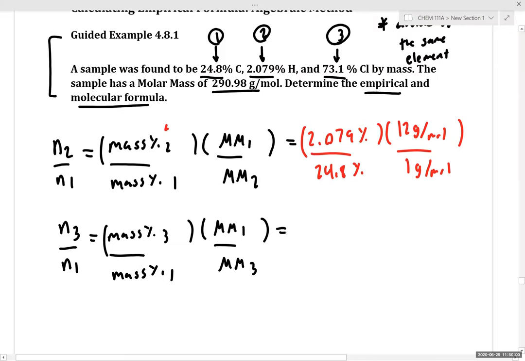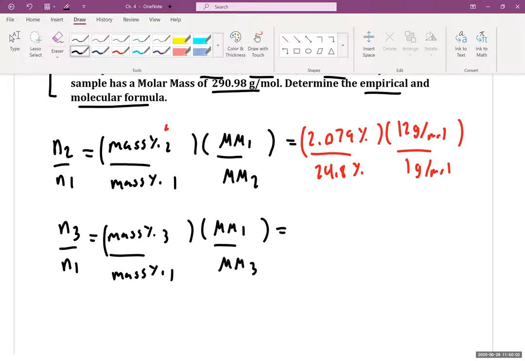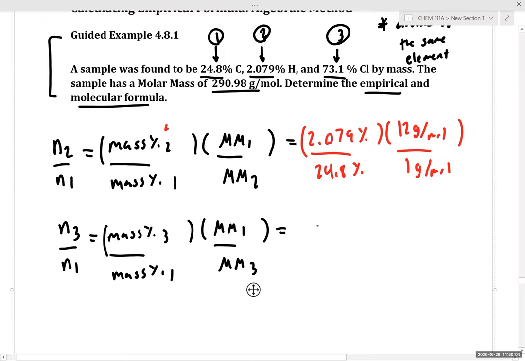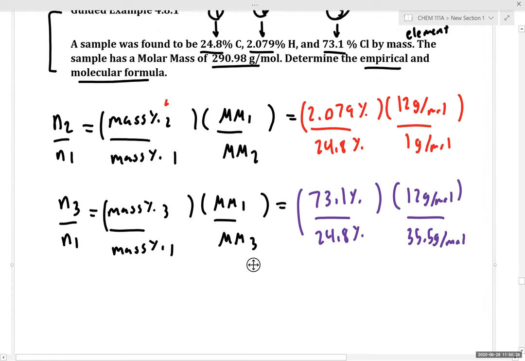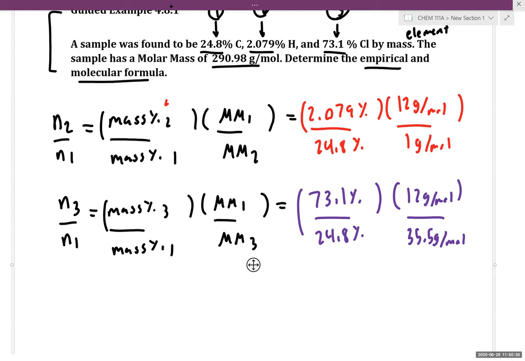For our second calculation, plugging in our numbers, the mass percentage of element 3 is 73.1% for chlorine. The mass percentage of element 1, which is carbon, again, is 24.8%. The molar mass of element 1 is 12 gram per mole. And the molar mass of element 2 is 35.5 gram per mole. So let's now punch this into our calculator.